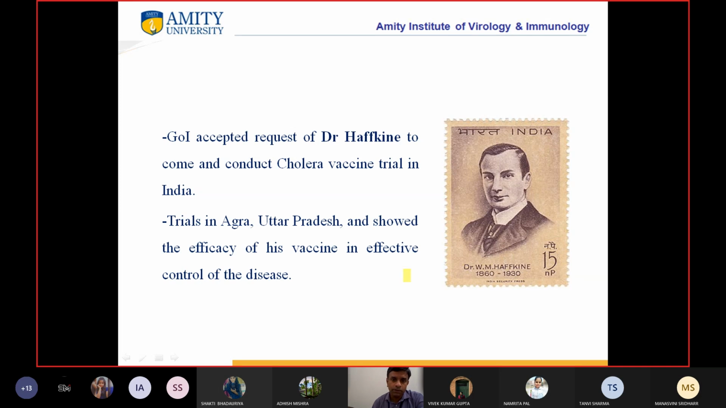And Dr. Haffkine was invited to India to conduct a cholera vaccine trial, because during that time there was a cholera pandemic in India. The government of India requested Dr. Haffkine to come over to India and conduct the cholera vaccine trial. This trial was carried out in different states of India, and the vaccine showed to be effective.